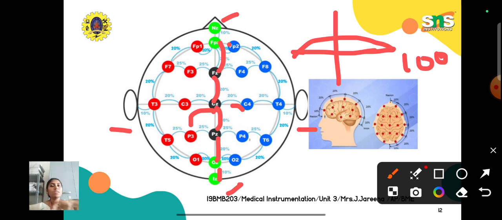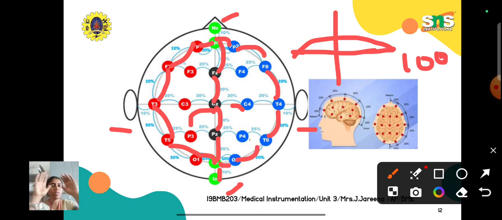Now we have to cover the circumference, both sides, this side and this side. From OZ you take 10%, then 20, then again 20, again 20, and 20, then 10. So four 20s should come and two 10s should come. First it should be 10%, then 20, 20, 20, 20, and last 10. Similarly on this side: first 10, then 20, 20, 20, 20, last 10. So all sides are over.